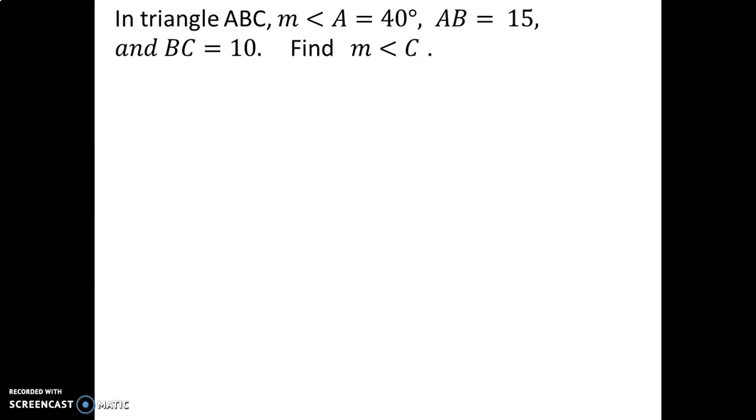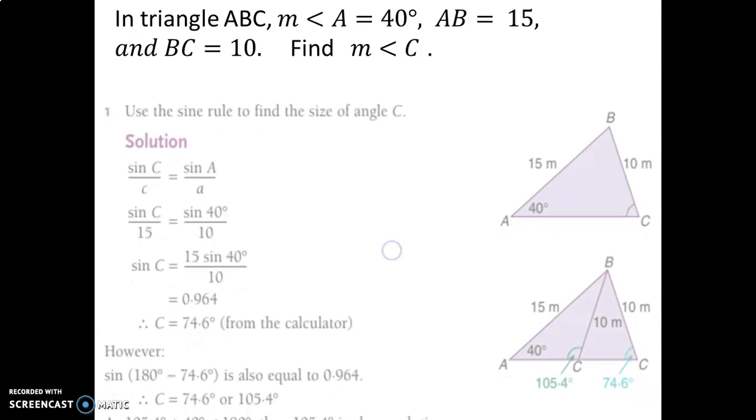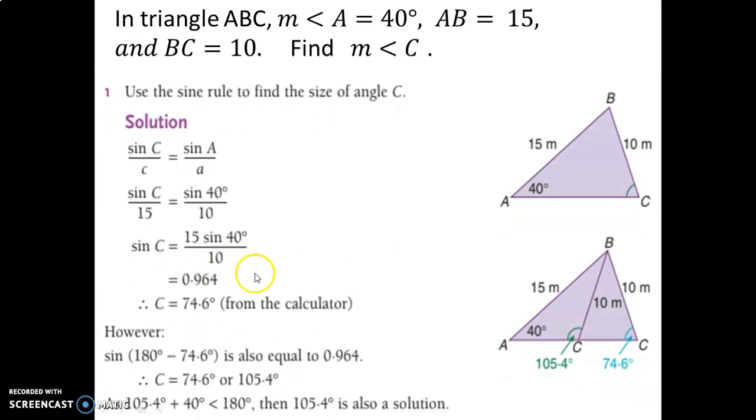Try the same approach. We have an ambiguous case here. Let's see if you can find both possibilities for angle C. And here's all that work. Here's the two triangles. Here's a locked angle of 40, and then a side AB of 15, and then BC is 10. Here's where the 10 is swinging out, and we're locked into those three lengths. It works out. And here's where the 10 is swinging in, and we have 40, 15, and 10.